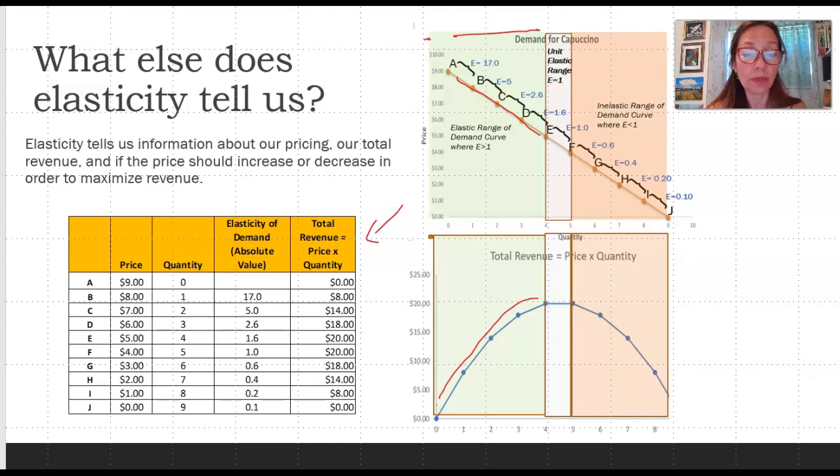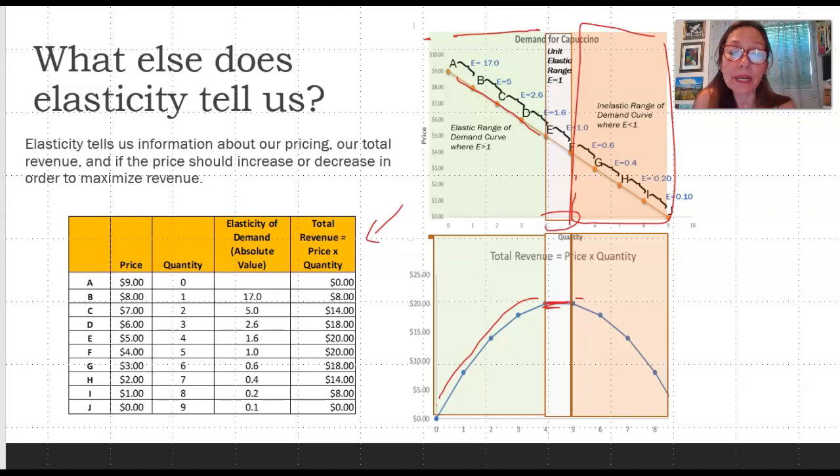Okay, now we know that somewhere between 4 and 5 units, okay, we are at unit elasticity. Unit elasticity means that we have maximized our revenue, which means that we should probably stop lowering the price, because if we continue to lower the price, we're going to reduce our revenue. And when we start to do that, this area here where the orange is, this is the inelastic range, and it tells us if we keep lowering the price in this range, we are going to start to lose revenue.